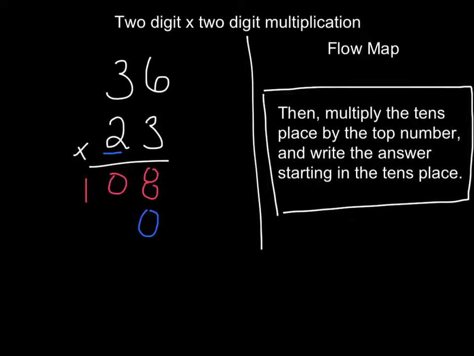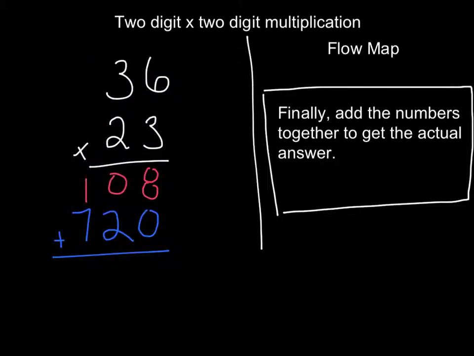Now the next step in our flow map is to take our tens place and multiply it by our top number, and then write our answer starting in the tens place. So in this case I have my 2, or 20 really, so we're going to multiply it by our 6, that gives us 12. 2 times 6 is 12, so I'll put a 2 down starting in the tens place. I'll carry my 1 above. Now 2 times 3 is 6, plus the 1 up here gives us 7, so I'll write the 7 in the hundreds place there. So now we're left with two numbers we need to add together.